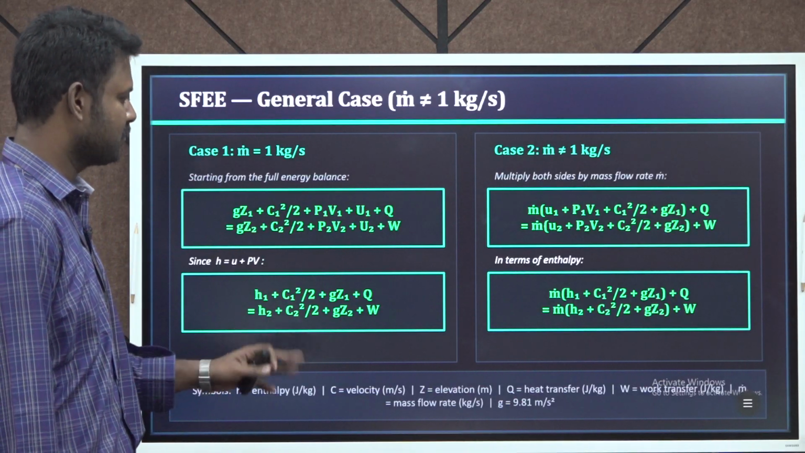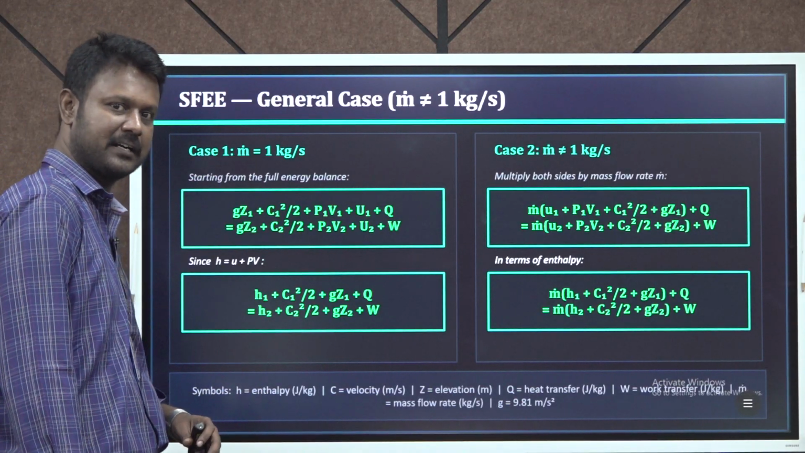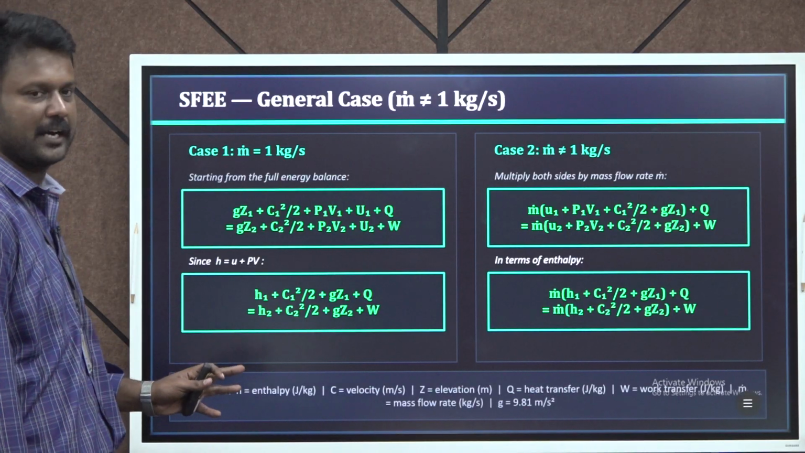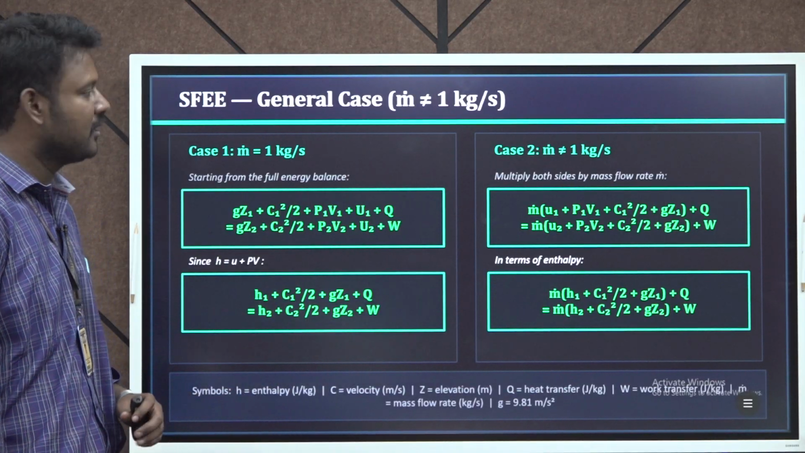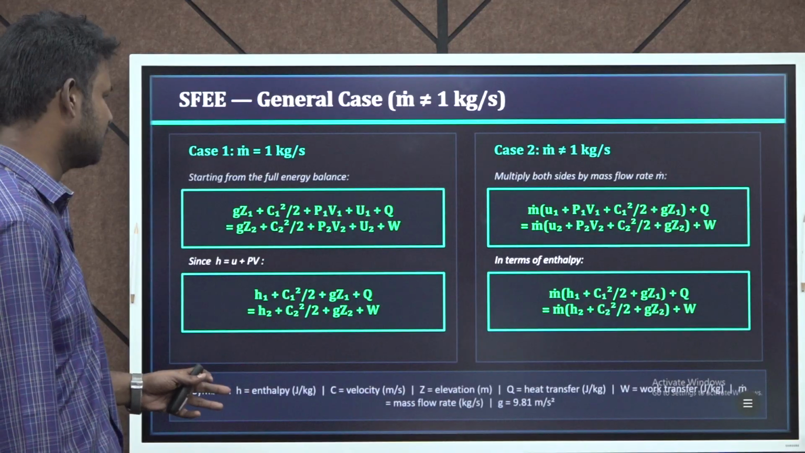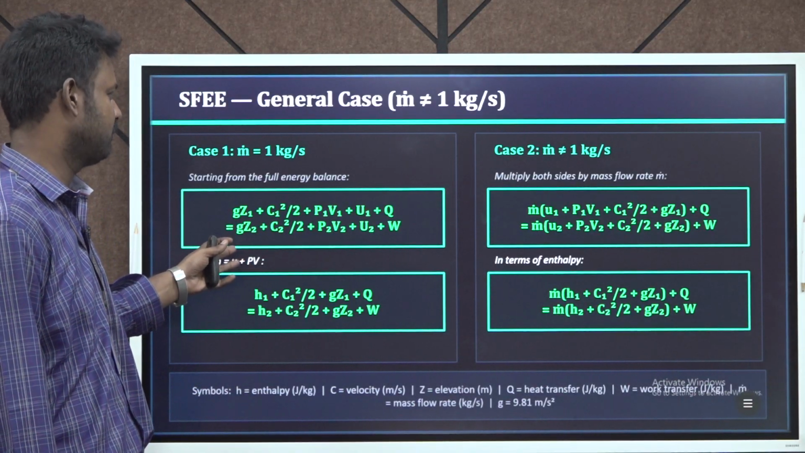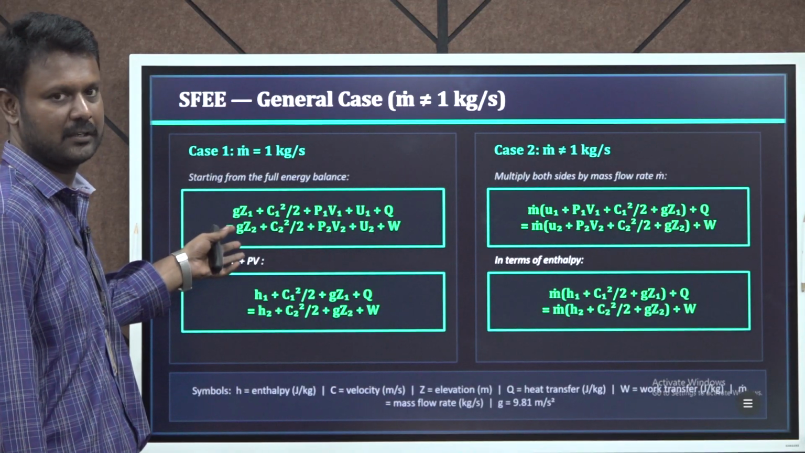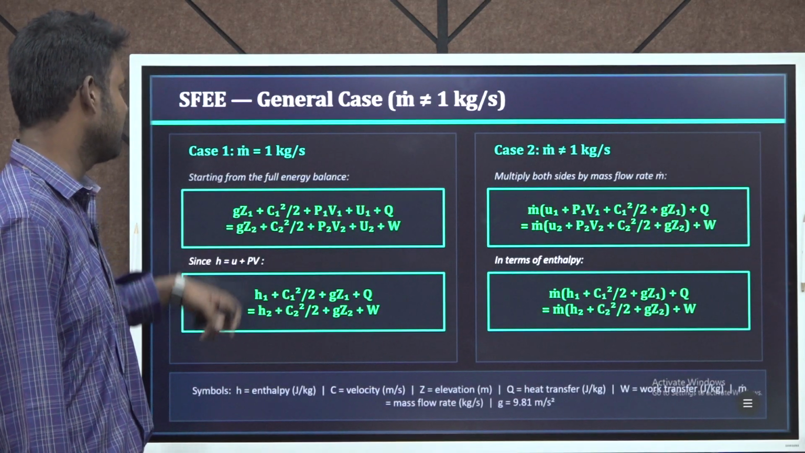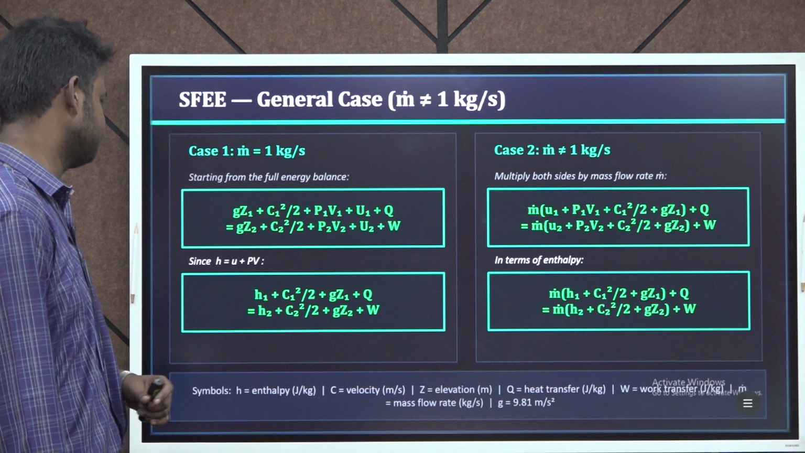We will have two case scenarios: where the M value is 1 kg per second and where the M value is not 1 kg per second. When the M value is 1 kg per second, we do not need to apply the value, since it is 1.